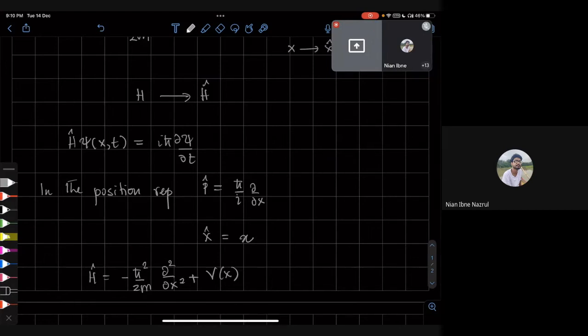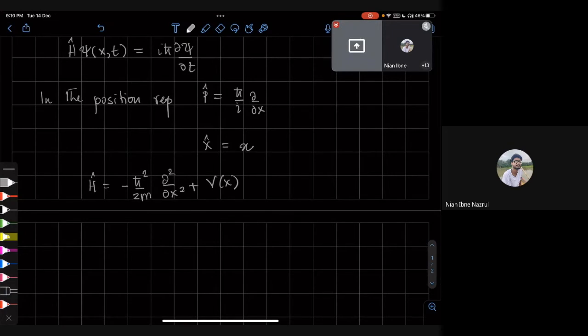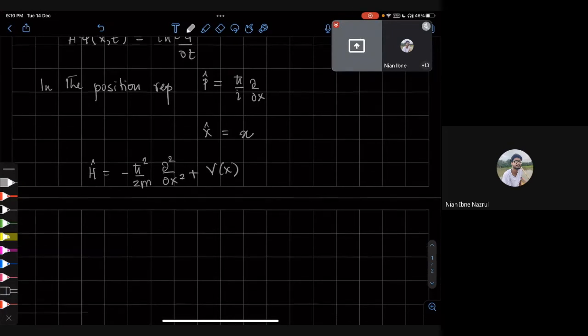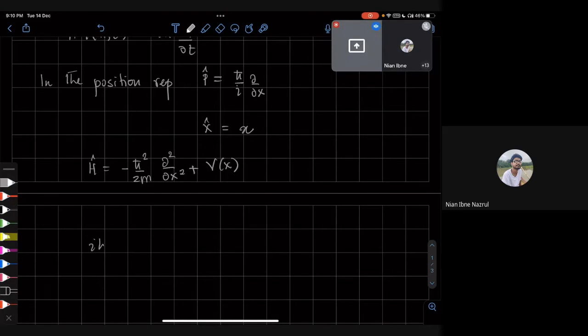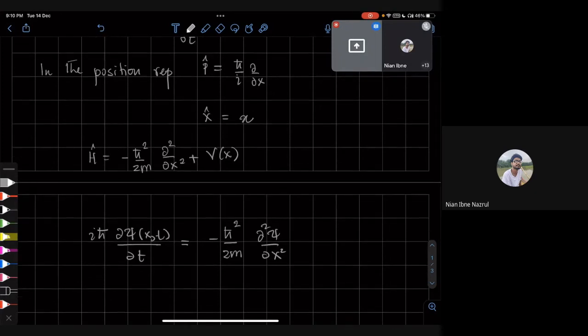Okay? So in this position representation, the Schrodinger equation takes the form that we know. It's good to write this again and again so that you remember all the nitty-gritties. It's one of the most fundamental equations that govern our world, so it's not a bad equation to memorize. Okay. So this is the Schrodinger equation.